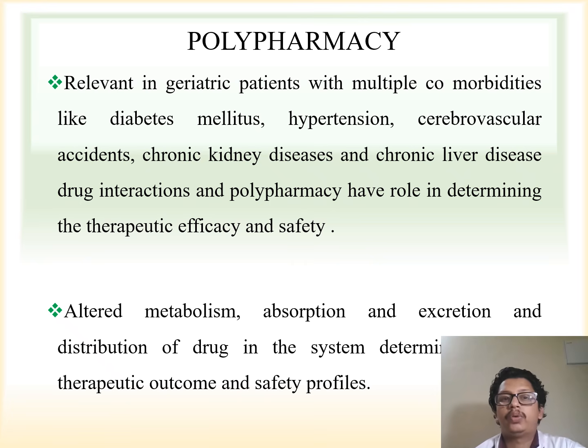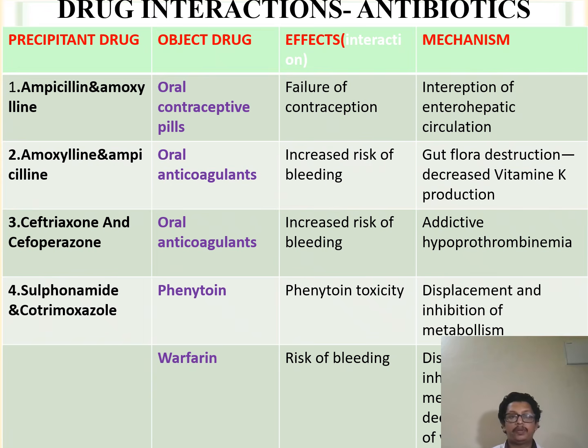So we already know that polypharmacy, with multiple drug administration, is a main culprit in drug-drug interaction, leading to compromised therapeutic efficacy and safety at all levels. So these are the examples of drug-drug interaction. Antibiotics we have already explained.